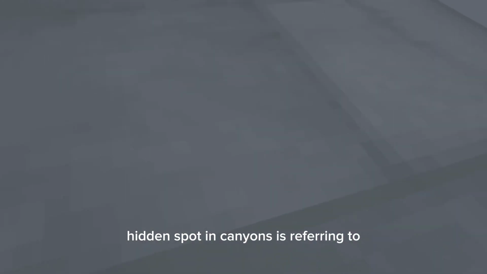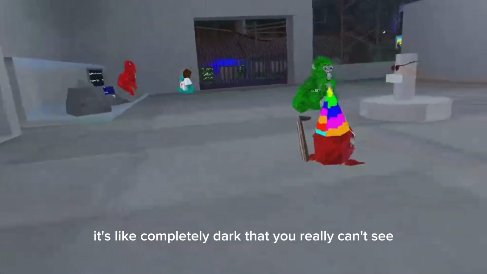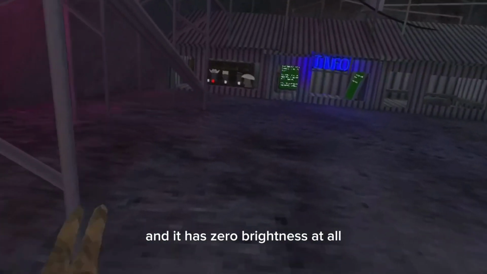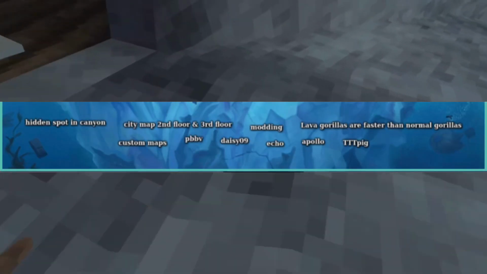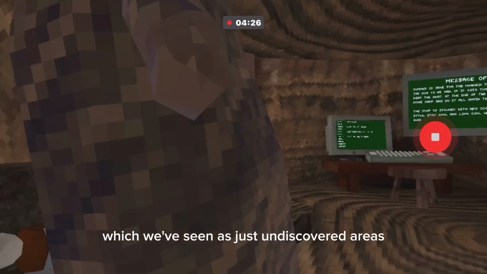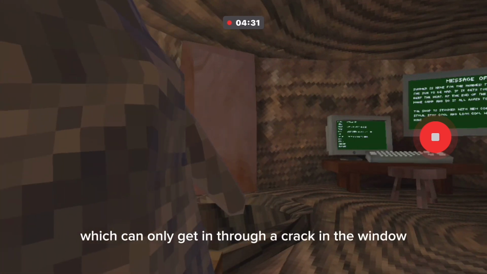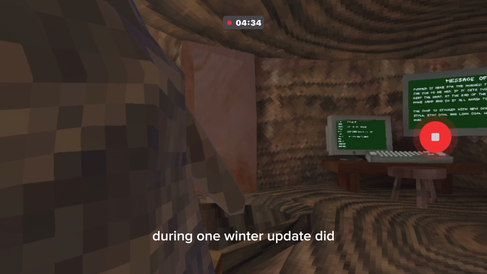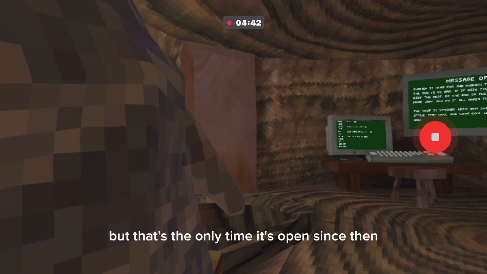Hidden spot in canyons is referring to just a spot in canyons that's completely dark that you really can't see in. It has zero brightness at all, and I think that's it, at least. So this is just talking about the second and third floor in City, which we've seen as just undiscovered areas, which you can only get in through a crack in the window. During one winter update, they did open though and had some cosmetics, but that's the only time it's opened since then.